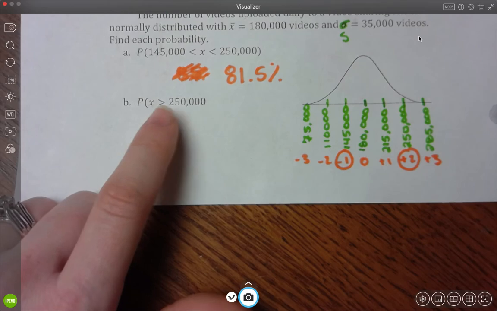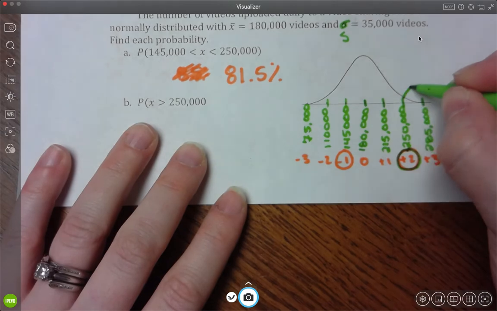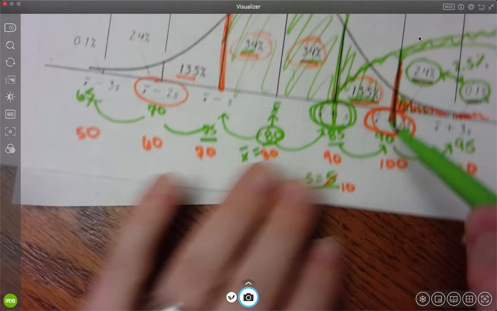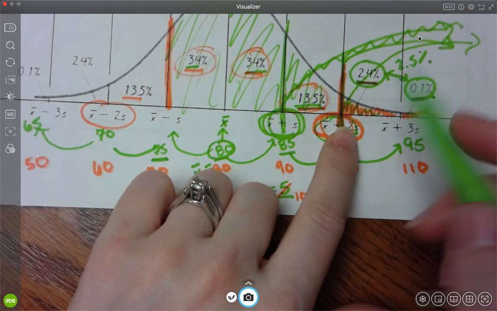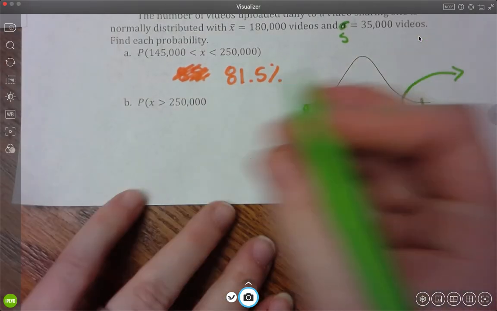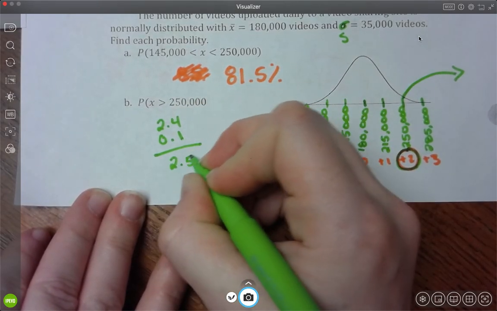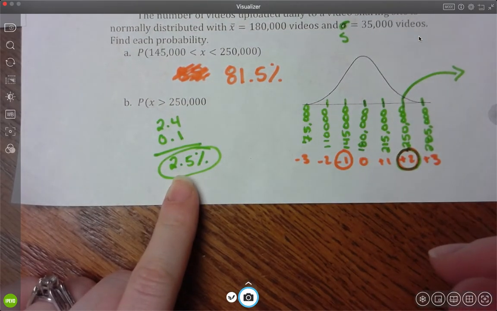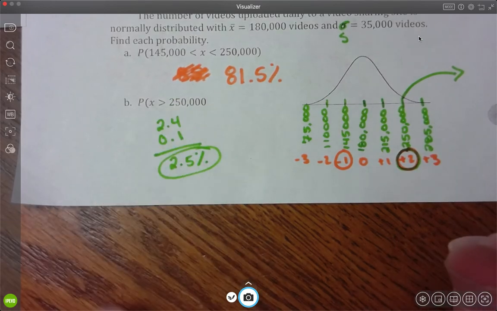And then they say greater than 250,000. So I'm still looking at this +2, but I want to know from here and beyond. Okay, greater than that. So that's the +2 again, right here. I want to know what percent is from here and beyond. So from +2 and beyond would be these 2 categories, 2.4 and 0.1. 2.4 plus 0.1, I think we've done this before, is going to be 2.5%. So only 2.5% of the time there's going to be more than 250,000 videos uploaded in one day. Okay, so that's kind of what it looks like.